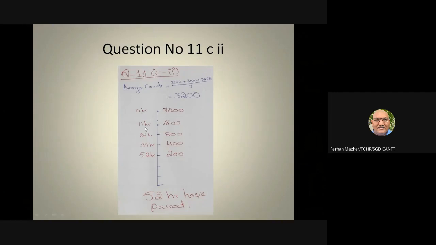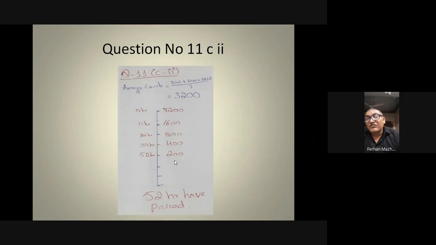When one half life has passed, this reading will become half. When another half life has passed, this reading will further halve. When another half life has passed, it becomes half again, and when another half life has passed, it halves further. So for the count rate to go from 3200 to 200, it will take 52 hours. Every half life is 13 hours, so 4 half lives have passed: 1, 2, 3, 4. So 52 hours has passed.